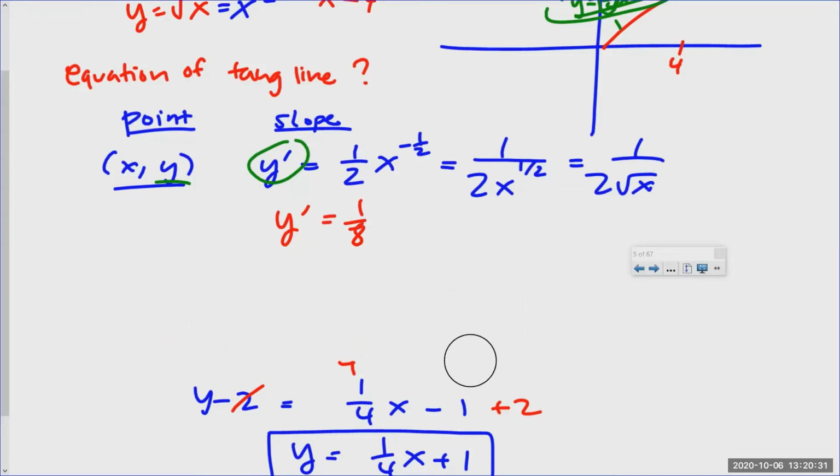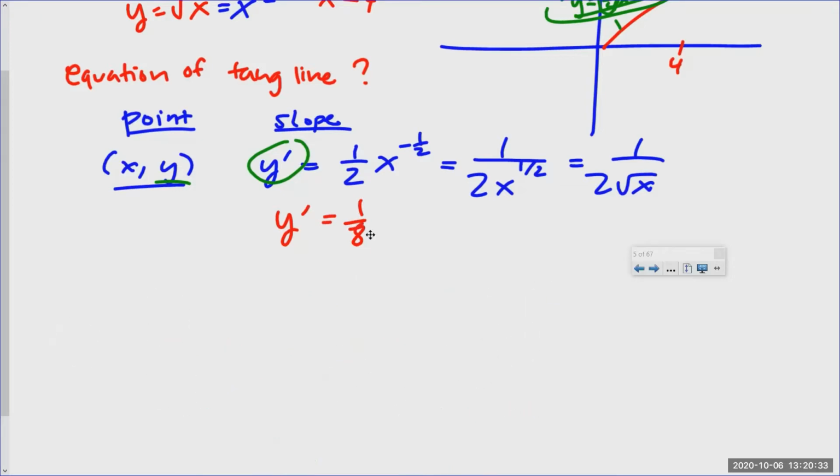Okay, so here's the question. If I know y prime is 1/8, could I figure out x and y? How? With what formula? Right there. Does that make sense? The derivative is right here. We know the derivative is 1/8 because that's the slope of a tangent line, right? Isn't the slope of the tangent line the derivative? If we set that equal to 1/8, then we can actually solve for x.